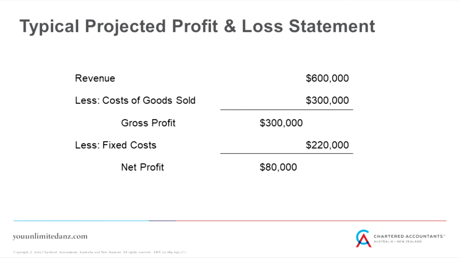So this represents things like the rent, the advertising in the local paper, the staff costs, all the costs that are fixed. When we take our gross profit and deduct our fixed costs, we arrive at our net profit of $80,000. Essentially, what this is telling us is that our business made $80,000 from everything that we sold after we've taken into consideration our fixed and variable costs.